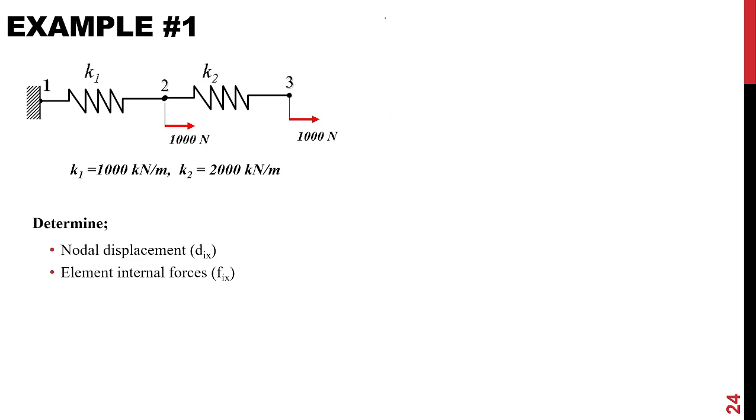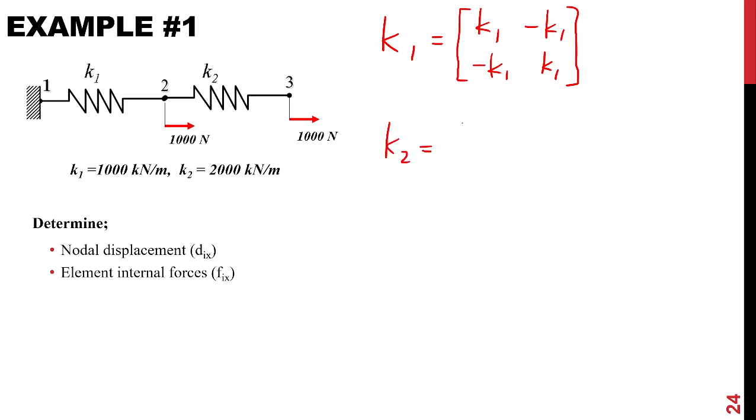Okay, so setiap elemen kita boleh tulis dia punya stiffness matrix dengan mudah. K1, negatif K1, negatif K1, K1. Senang saja. Lepas tu stiffness matrix yang kedua pula. K2. Ingat trending dia, K2, negatif K2, negatif K2, K2.